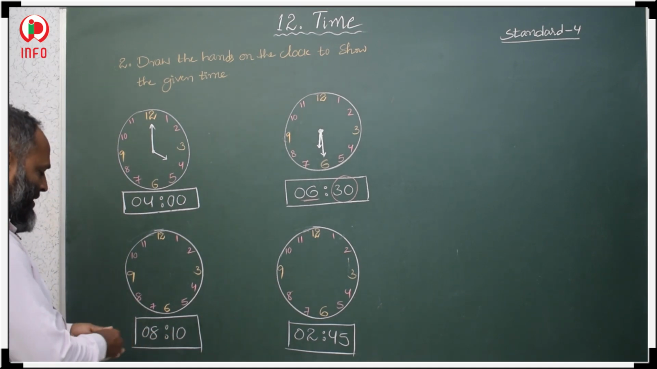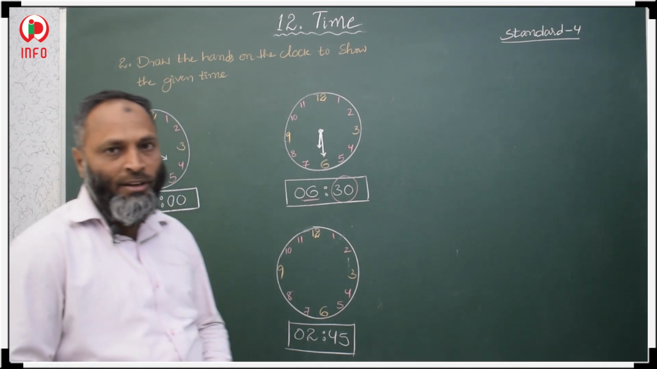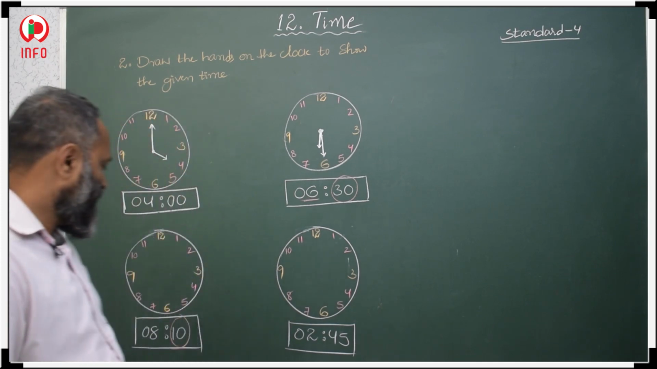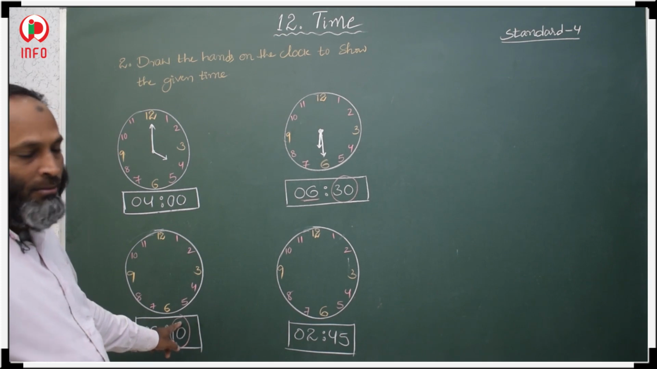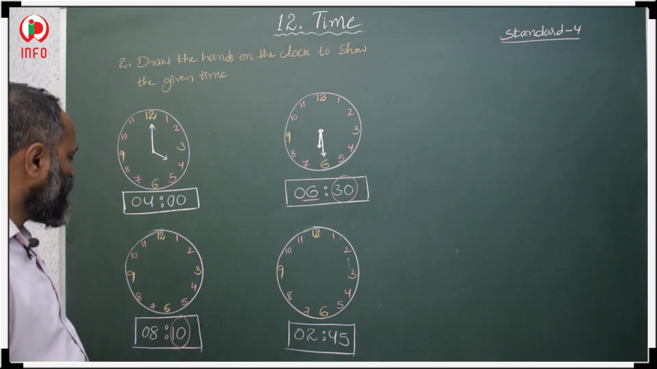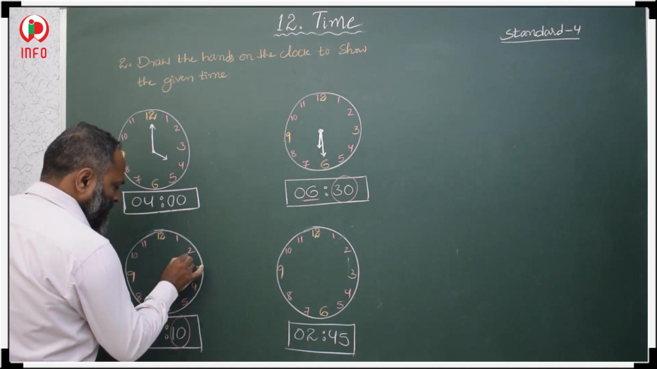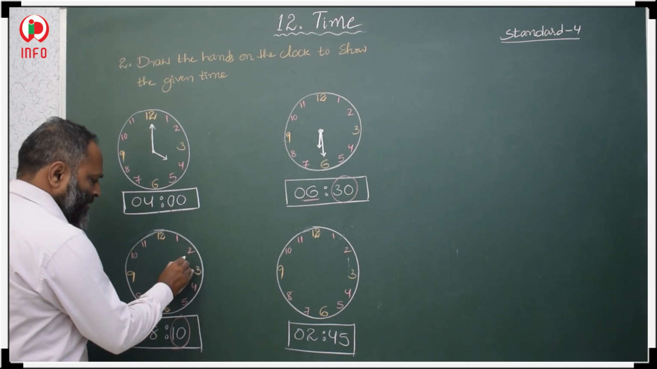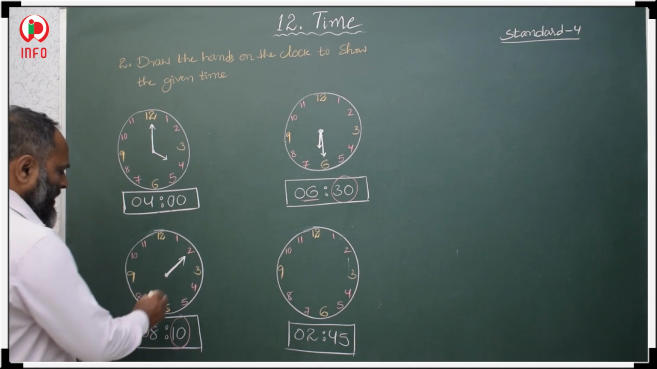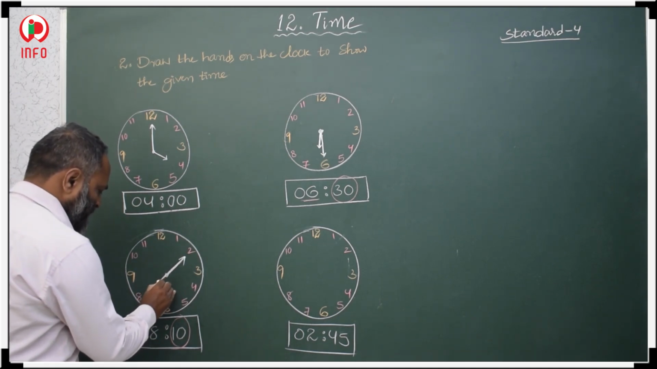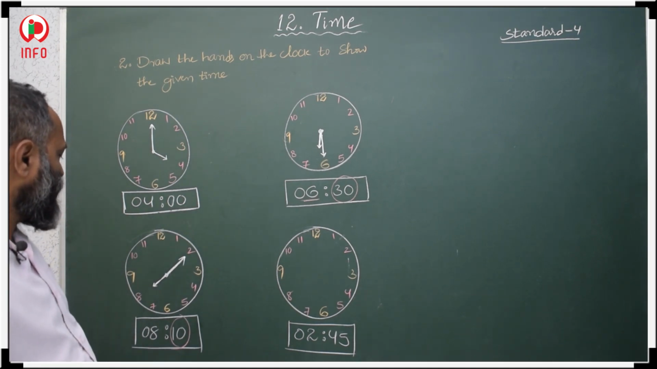Next, 8:10. First we check the minutes, 10. If 10 minutes is there, first we decide where the minute hand will come. In the 5 table, when do you get 10? 5 2s are 10. It means the minute hand is at 2. Then where is the hours hand? The hours hand is at 8. This is 8:10.